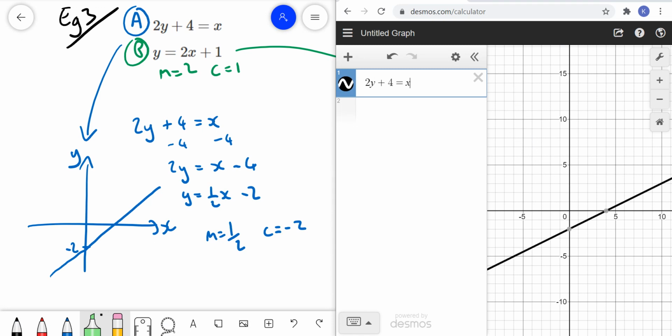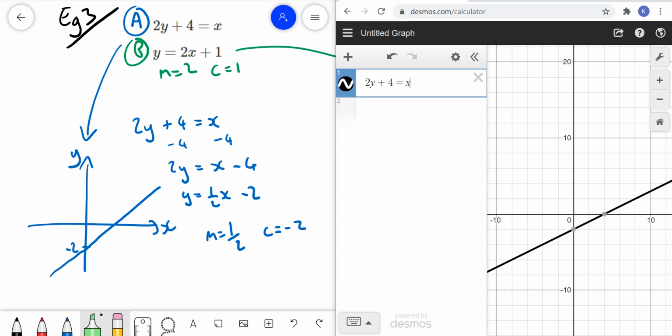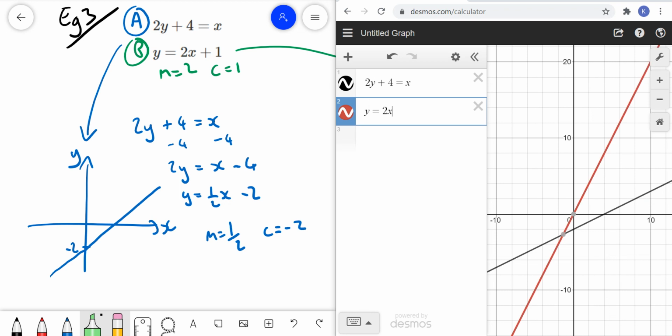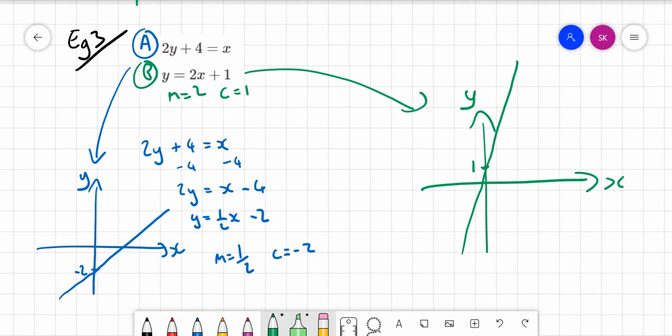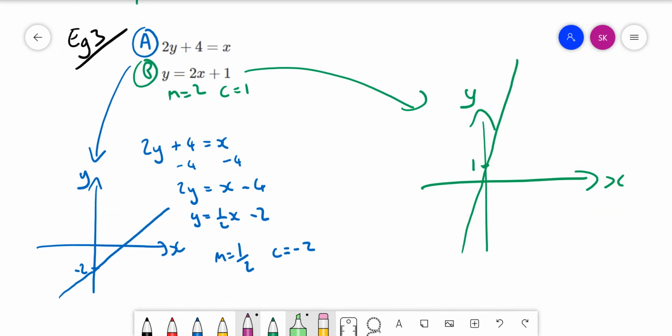So that's equation A. You can see I got it right. It's going through that point 0, negative 2. Equation B, there it is. You can see over here, I got it right. It's going through the point 0, 1, and it's going up. And where they meet is at negative 2, negative 3. So my solution to this question is x is negative 2 and y is negative 3. So pause the video and make any notes that you need to.